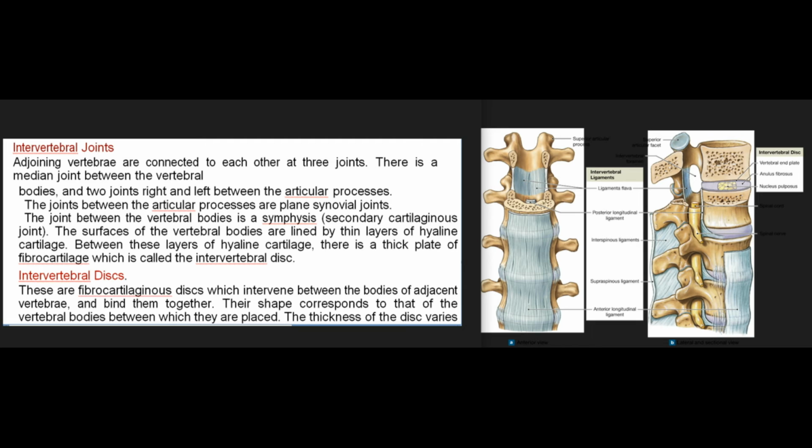The surfaces of the vertebral bodies are lined by thin layers of hyaline cartilage. Between these layers of hyaline cartilage, there is a thick plate of fibrocartilage which is called the intervertebral disc. Intervertebral discs. These are fibrocartilaginous discs which intervene between the bodies of adjacent vertebrae, and bind them together. Their shape corresponds to that of the vertebral bodies between which they are placed.